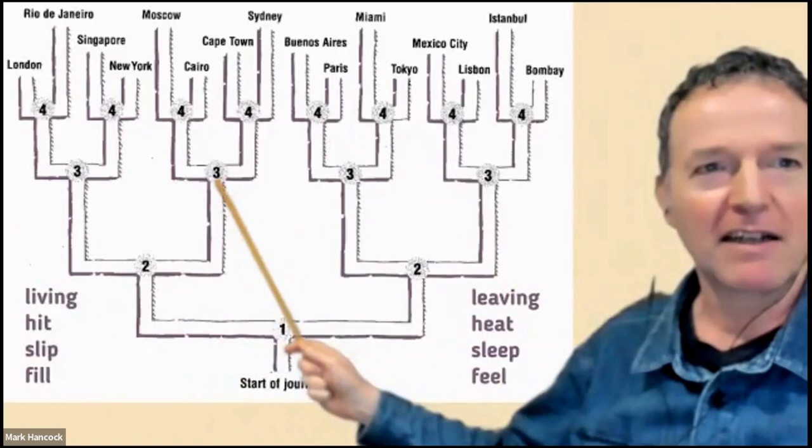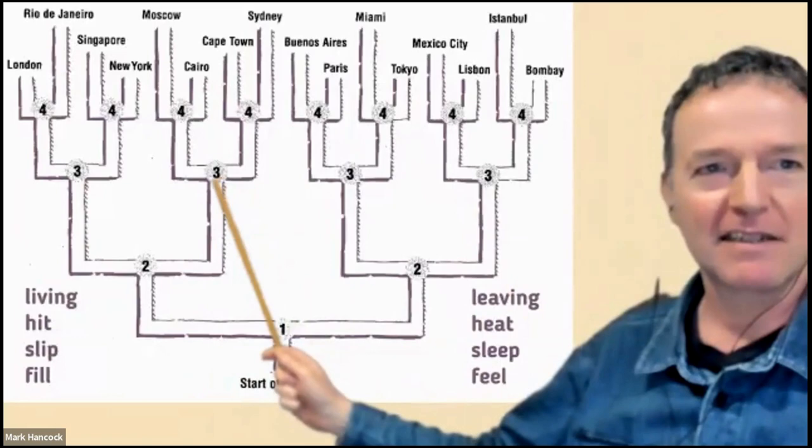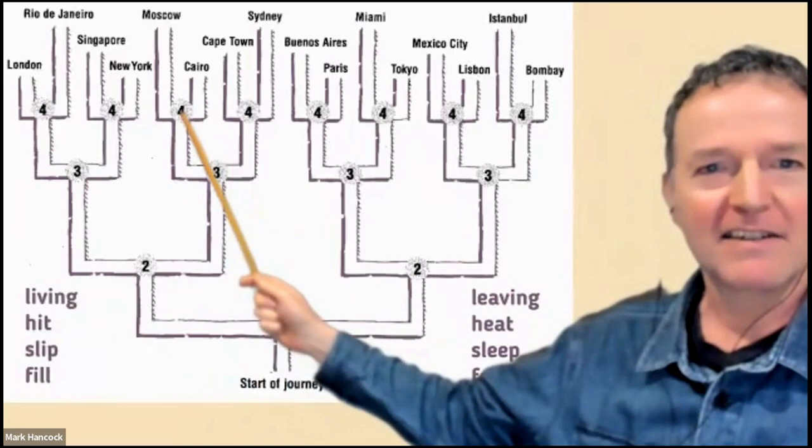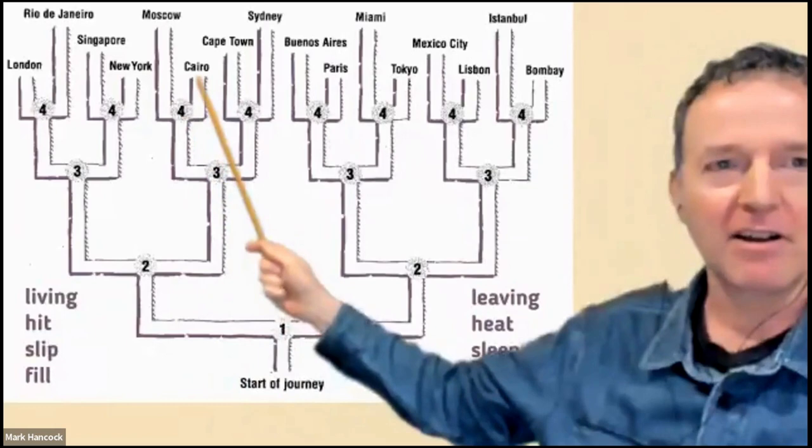Now, don't slip on the ice. We're going west there, up to there. And can you feel it? And we get to Cairo. Very nice. And that's how the game works.